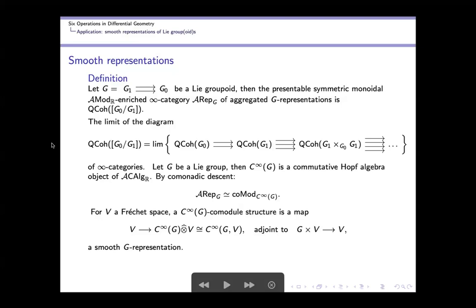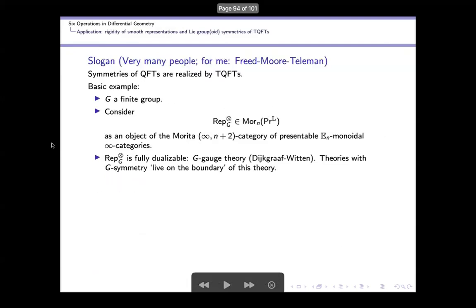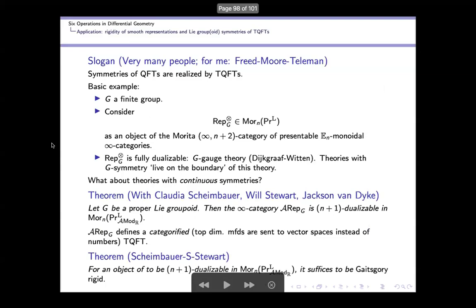Okay, thank you. Do we have more questions or comments from the audience? Yes, thank you very much for the nice talk. And I was curious if you can clarify a little bit when you said Morita categories, what do you mean?